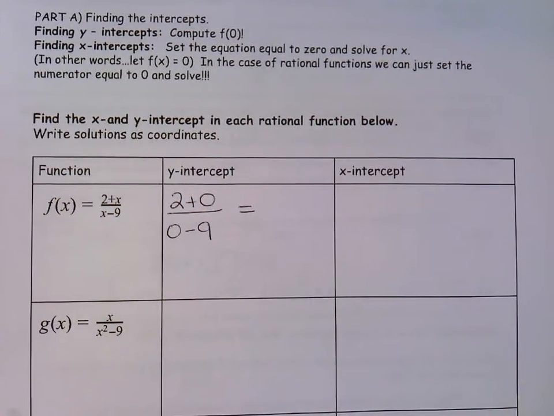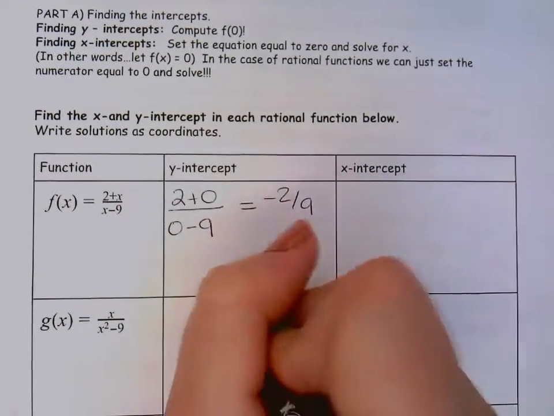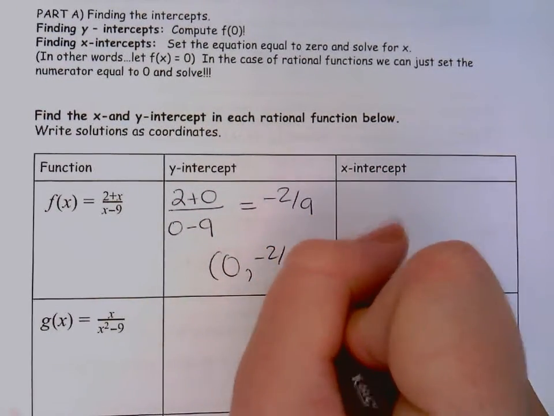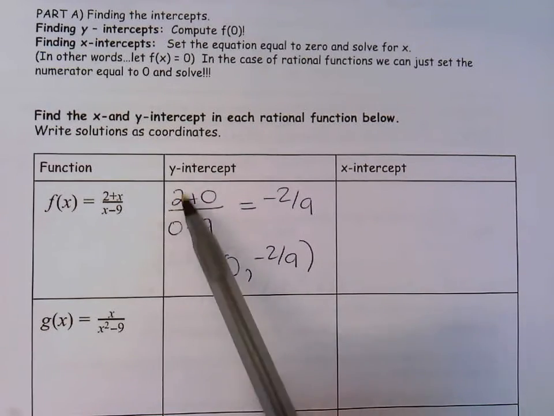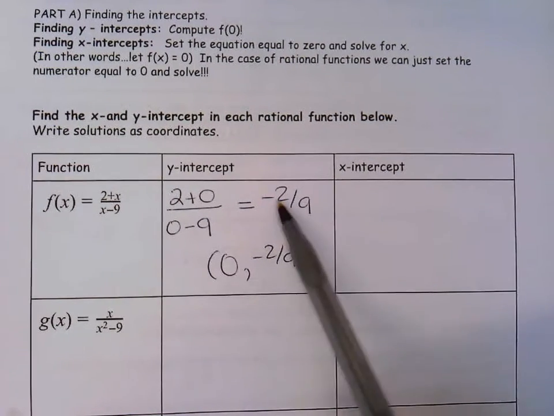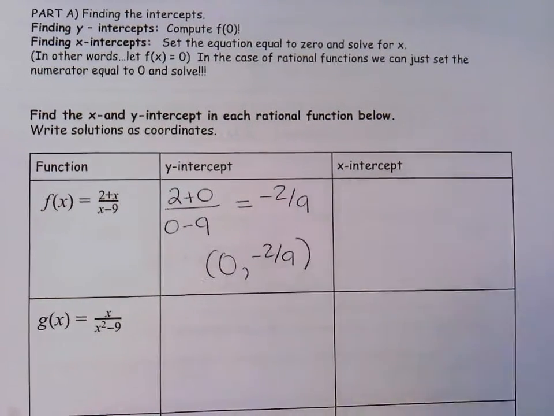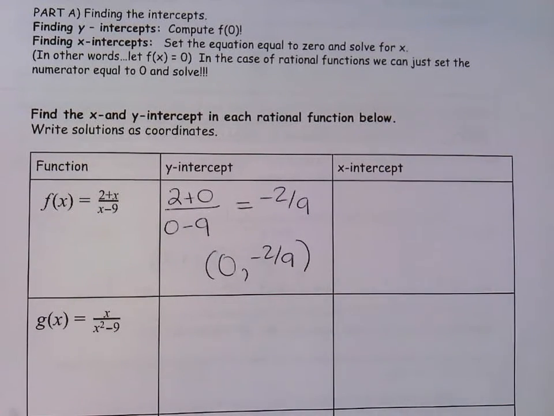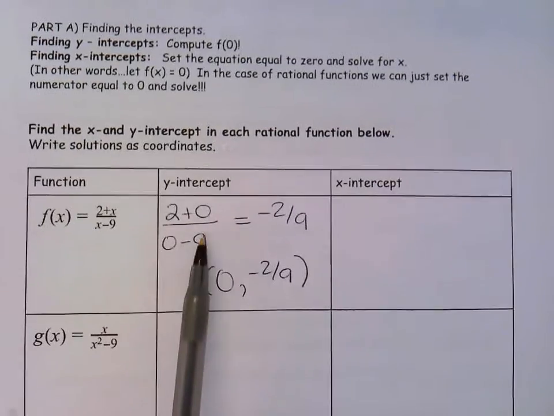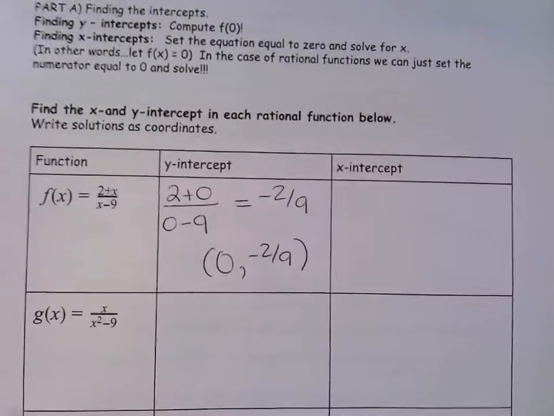So what is my y-intercept for the first example? What do I get? Just -2/9, the fraction. So 0, -2/9. Even though this is a positive divided by a negative, I just write it as a negative number, right? As long as you have one negative, it's going to be -2/9. If it was -2 over -9, it would be +2/9.